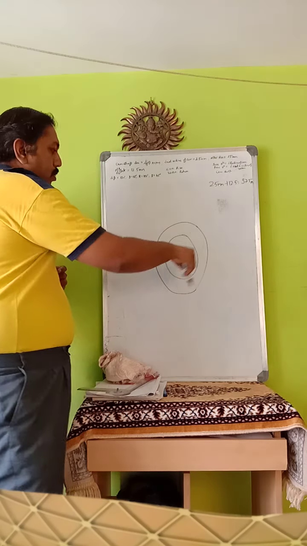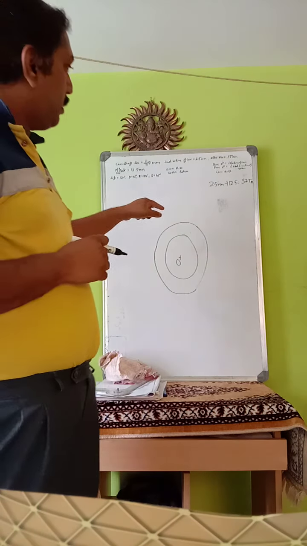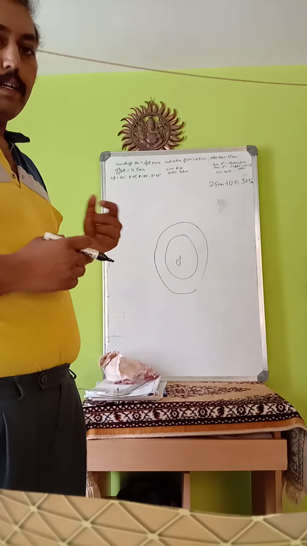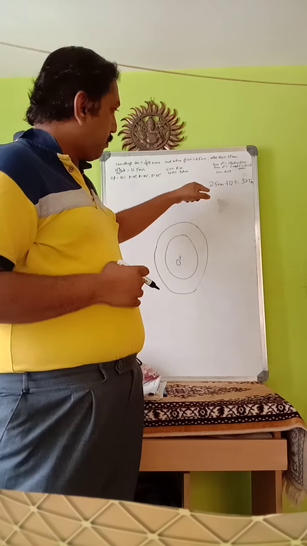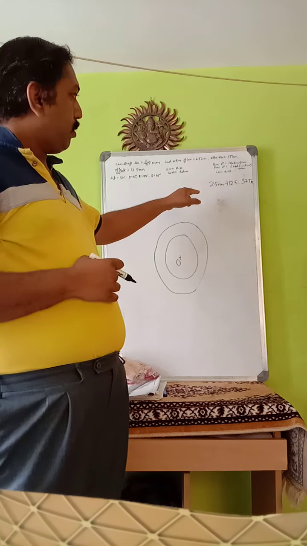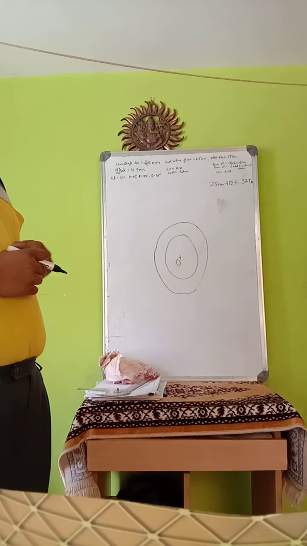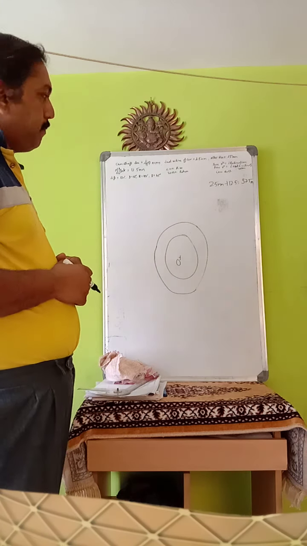With the same center O, draw a circle of 37.5 mm. How we got it is by adding these two: the least radius of the cam is 25 mm plus the radius of the roller. So we got a 37.5 mm radius circle. That is the prime circle.